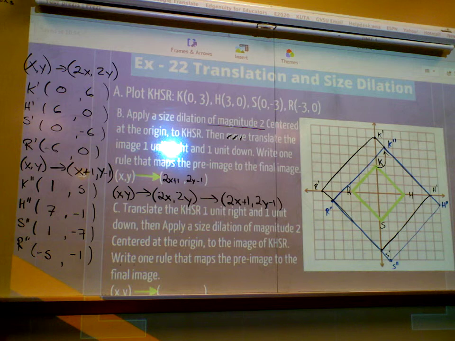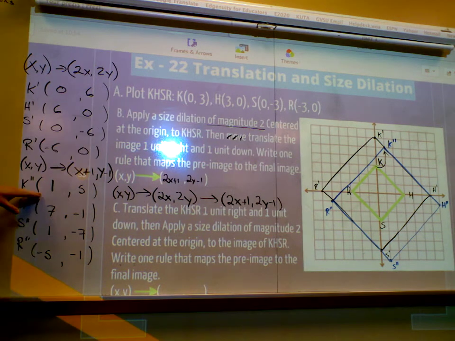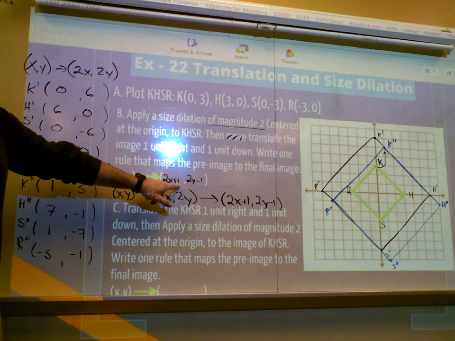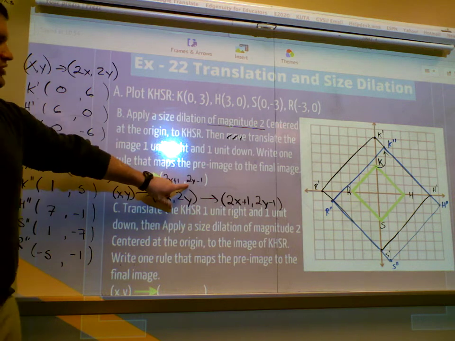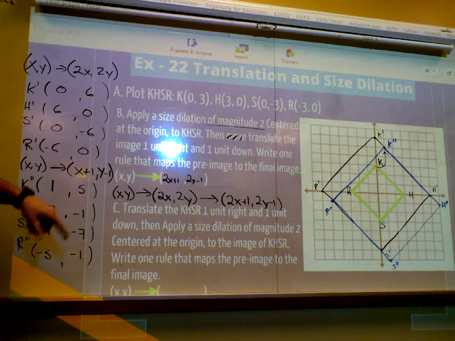Does that kind of make sense? Okay, we'll try another one here in a second. Let's check to make sure. Let's look at K. I'm going to go from K to K double prime. What's 0 times 2? 0. Plus 1 is 1. X coordinate works. What's 3 times 2? 6 minus 1 is 5. Y coordinate works. Must be right.